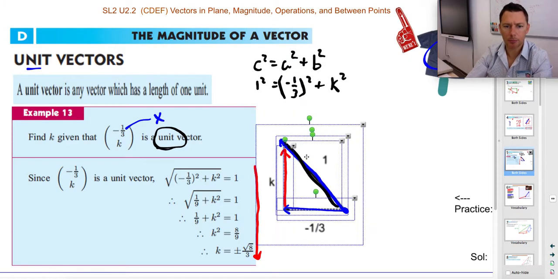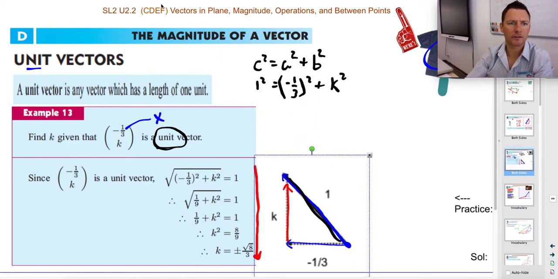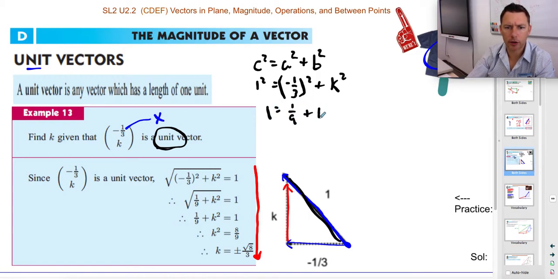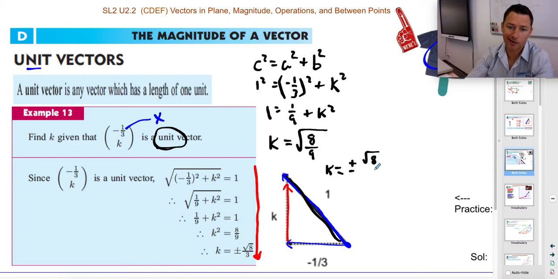If you clean that up a little bit, you get 1, you get 1/9, and you get k squared. If you do a little subtraction and clean it up, you end up with k is the square root of 8/9. If you clean that up further, you get k is plus or minus the root of the top, 8. What is that? I don't know. Let's leave it. And the root of the bottom, 3.